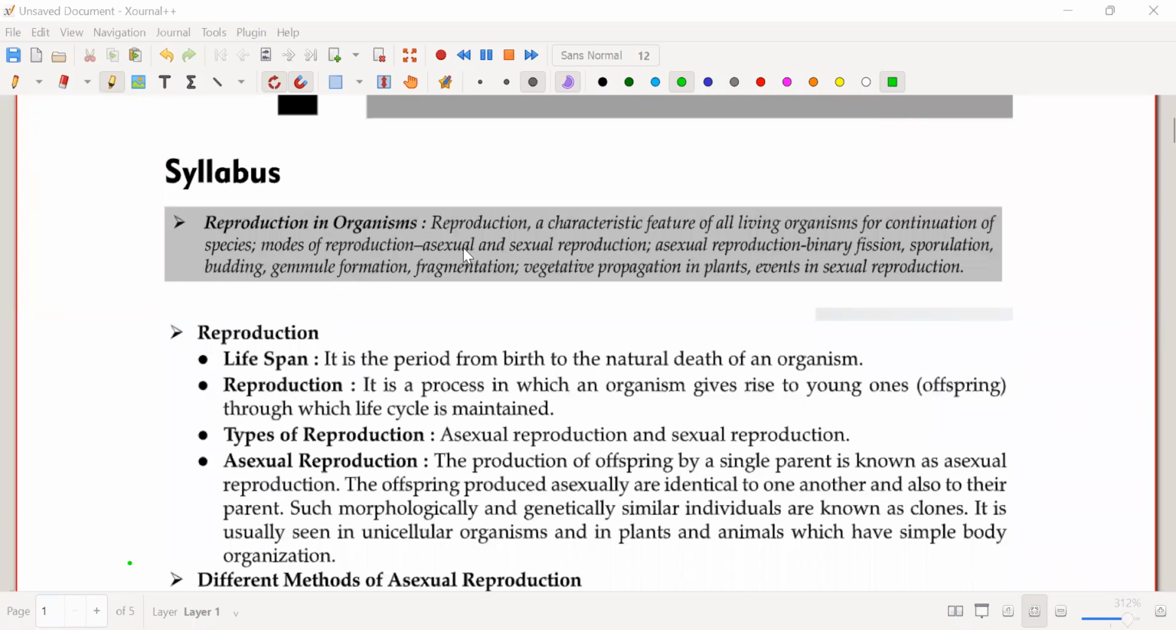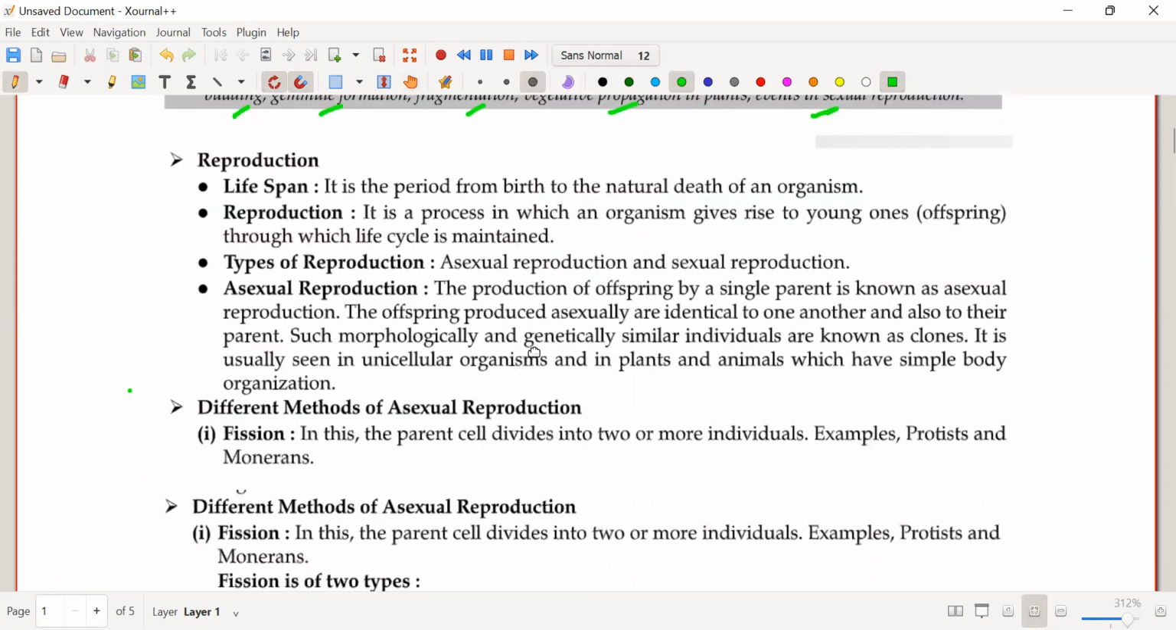All right. The syllabus we have in the first chapter is reproduction. What is reproduction? A characteristic feature of all living organisms for continuation of species, mode of reproduction, asexual and sexual reproduction. Asexual reproduction includes binary fission, sporulation, budding, gemmule formation, fragmentation. Then vegetative propagation in plants, and events in sexual reproduction. All right. These are the things which we have.